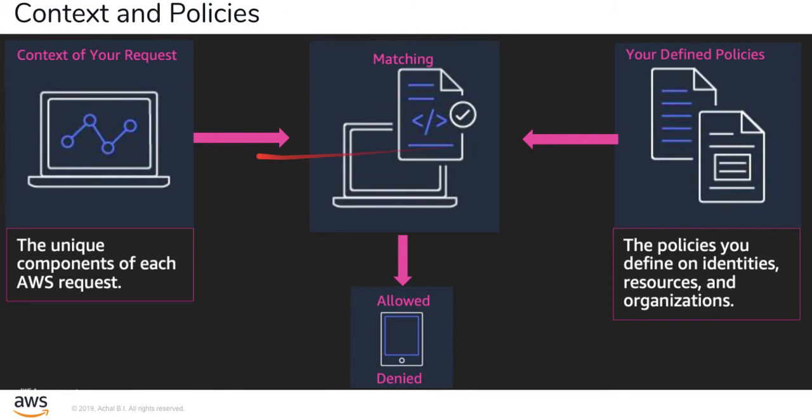This is just a recap of how policy works. You have the unique context of your request. You have user-defined policies. Both are matched together, and once the request, request context, and policies are matched, then the allow or deny action is taken.